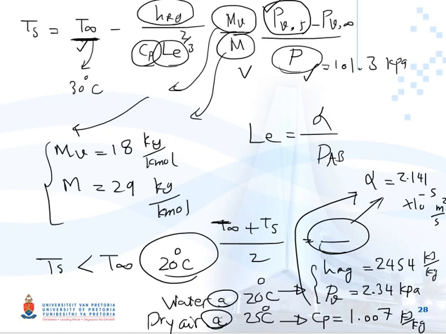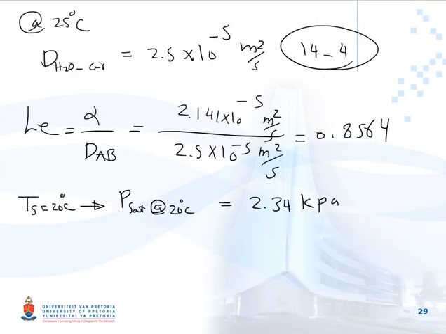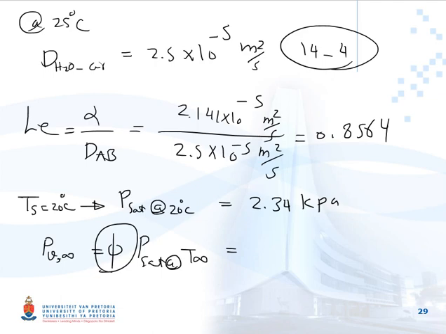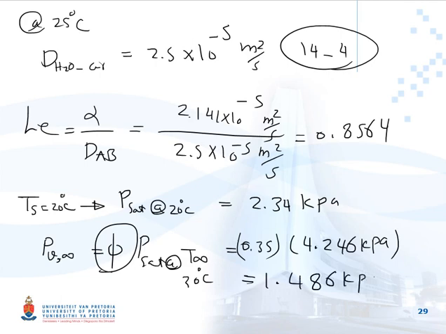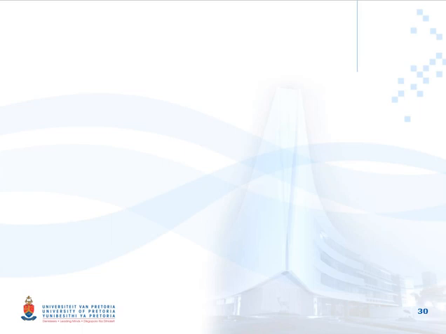Vapor at the surface. But how about the vapor at infinity? For vapor at infinity, P_v at infinity is equal to phi times P_sat, but at the infinity temperature. Do we have the phi? Yes, relative humidity 0.35. How about the P_sat at 30 degrees? We can read it from the table, it is 4.246 kilopascal. So we have this to be equal to 1.486 kilopascal. So we have all the numbers that we need.